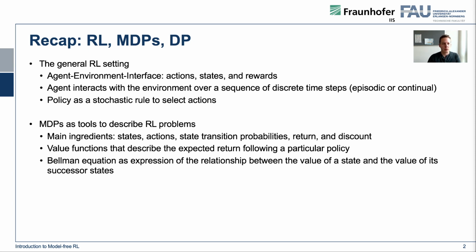In the last two videos, we got to know the general reinforcement learning setting. We learned about the agent-environment interface. We learned about actions, states and rewards. We also have seen that the agent interacts with the environment over a sequence of discrete time steps, which could be modeled through episodic or continual tasks. And we defined the policy as a stochastic rule to select actions, according to which our agent can behave. We also formally described MDPs, Markov decision processes, as a tool to describe our reinforcement learning problems. And the main ingredients have been the states, the actions, the state transition probabilities, the return, and the discount.